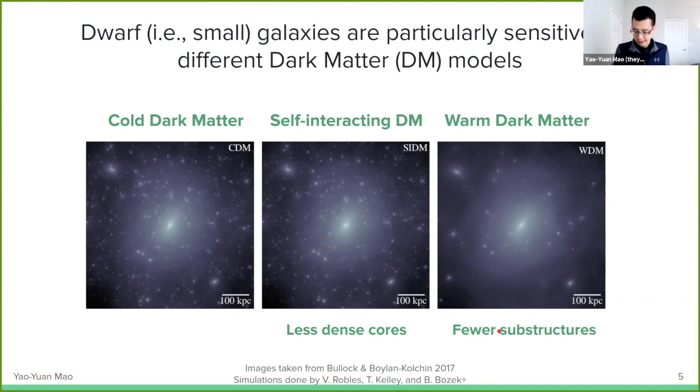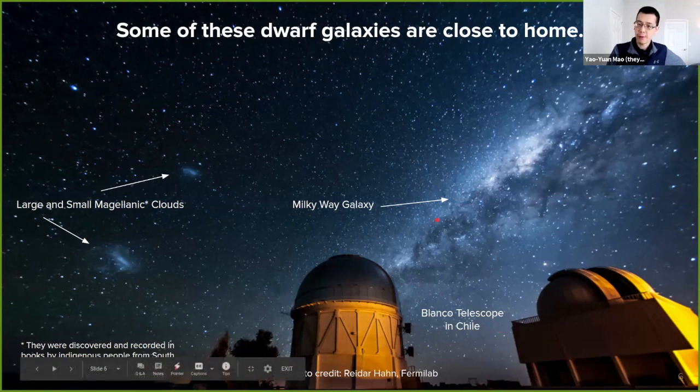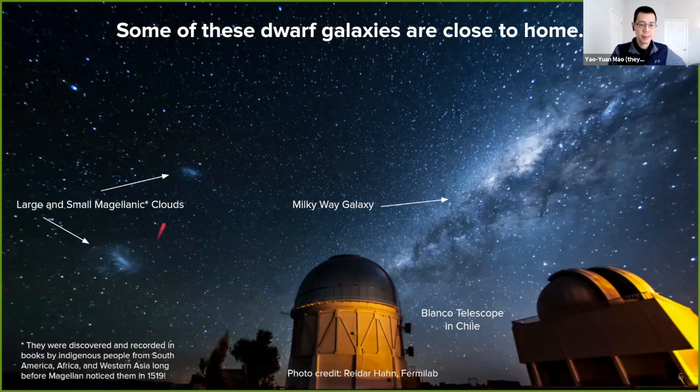So what dwarf galaxies are we talking about? Some of these are actually very close to home. Here's a picture taken from Chile near the Blanco telescope. You can see our beautiful Milky Way galaxy on the sky, and you can also see the large and small Magellanic Clouds. These are the two largest satellite galaxies that are orbiting our own Milky Way.